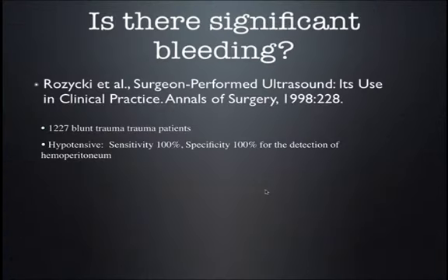Is there significant bleeding? If you have a patient who presents to you hypotensive and the cause for their hypotension is a hemoperitoneum, then studies show in all likelihood you're going to be able to detect that. In this study done by Rosecki in 1998, they had 1,227 blunt trauma patients. Of this cohort, the ones that were hypotensive and had hemoperitoneum, the sensitivity and specificity was 100% for detection of hemoperitoneum. So what I'm trying to say is if the person is bleeding in the abdomen and this is the reason that they're hypotensive, in all likelihood, you're going to be able to see it on a FAST exam.